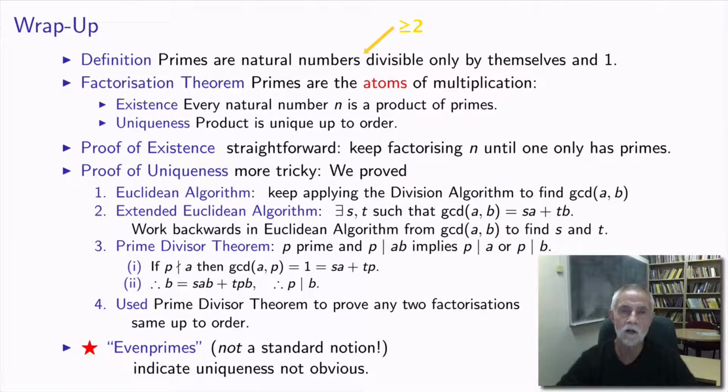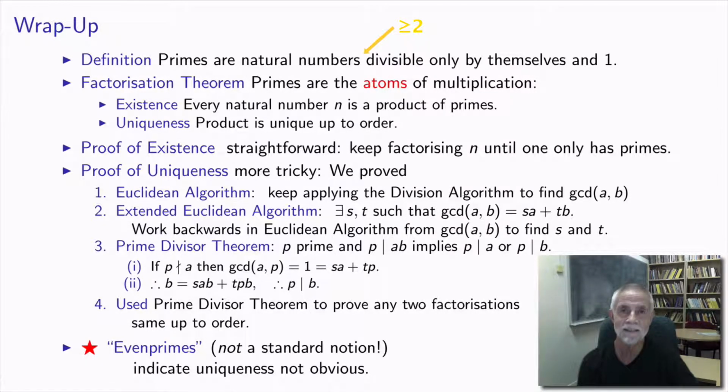So the Euclidean algorithm was proved by essentially continually applying the division algorithm, and then the extended Euclidean algorithm showed that the greatest common divisor of two integers a and b is the sum of multiples of a and b, where one of those integers s and t will be negative. And that was proved by working backwards through the Euclidean algorithm, which was used in the first case to find the greatest common divisor of a and b.